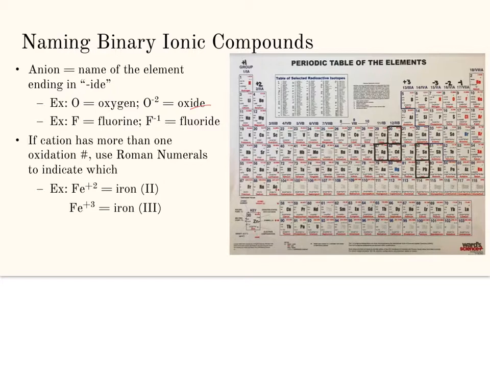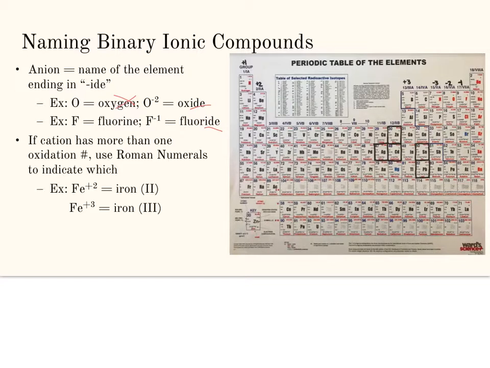Notice I changed the ending, in this case the last 3 letters, to IDE. F is fluorine. However, in an ionic compound, we would list it as fluoride. So the general rule of thumb is the anion is going to be the name of the element, but the ending is switched to IDE.